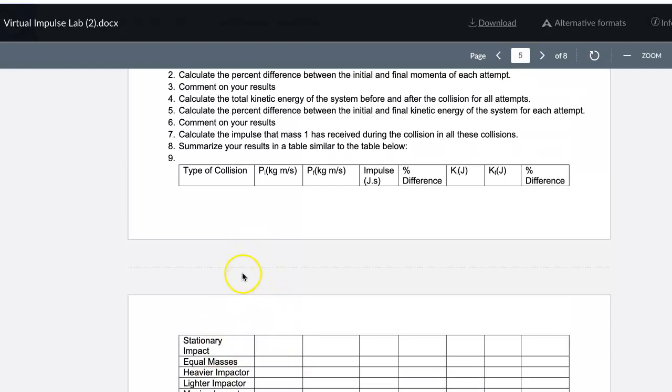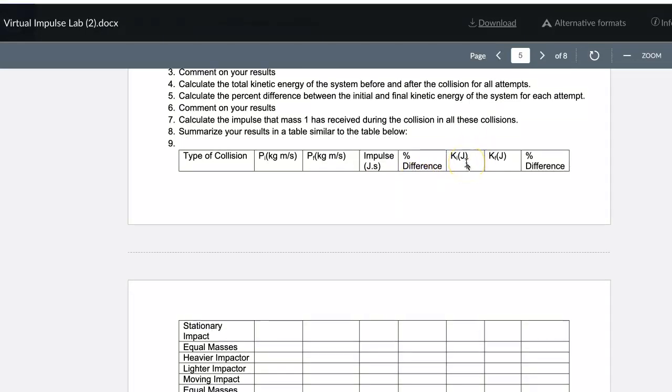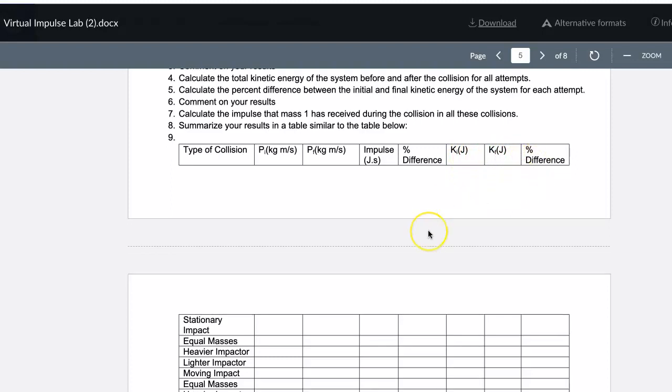Include the type of collision, P initial for each, and summarize the values: P final, and the impulse. Remember, the impulse is the change in the momentum. Then the percent difference, kinetic energy initial, kinetic energy final, and the percent difference.